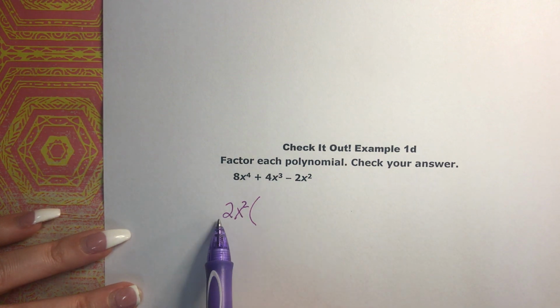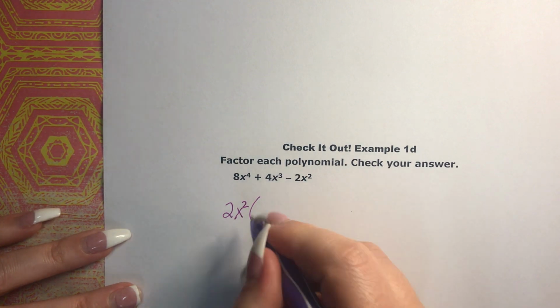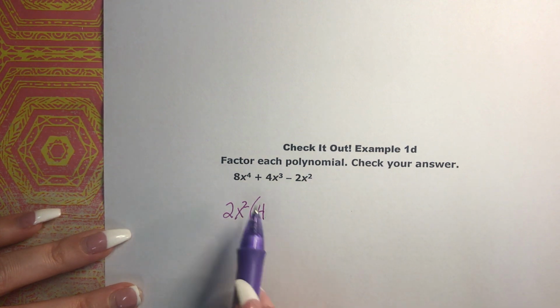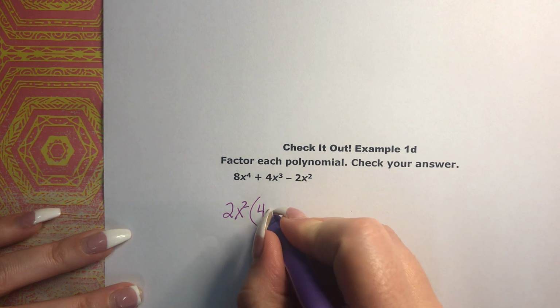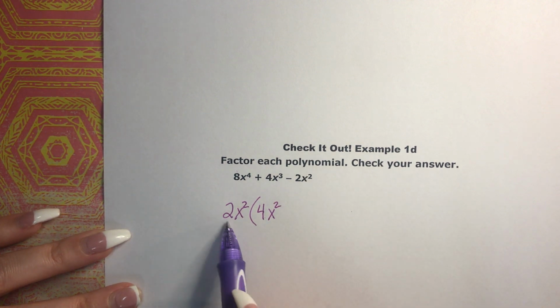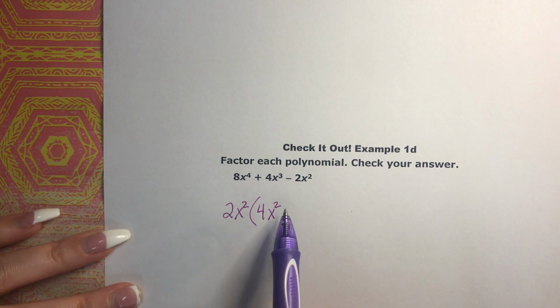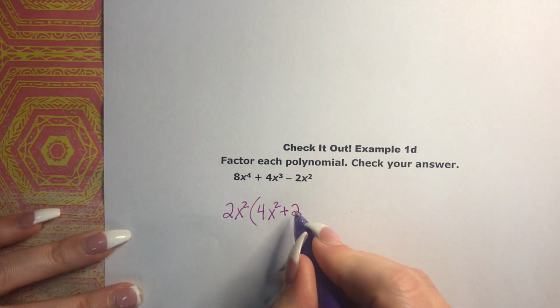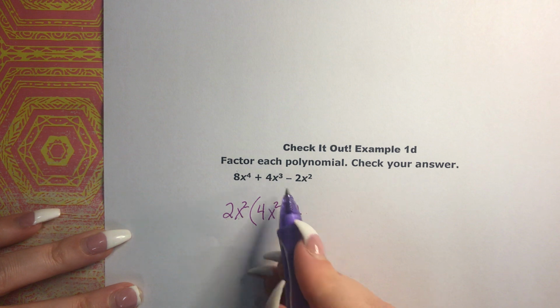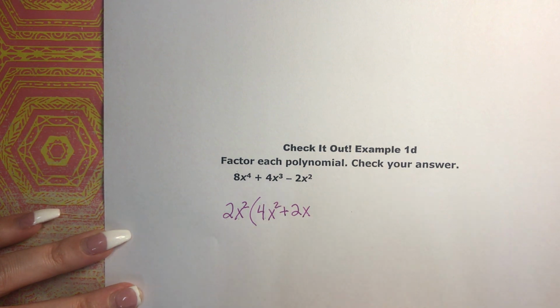What we're left with is we're going to go 2 times what is 8? It's going to be 4. 2 times 4 is 8. And then x squared times what is x to the 4th, and we know that's x squared. And then we're going to go here, so 2 times what is a positive 4? We know it's going to be a positive 2. 2 times 2 is 4. And then x squared times what is x cubed, and it's going to be x.